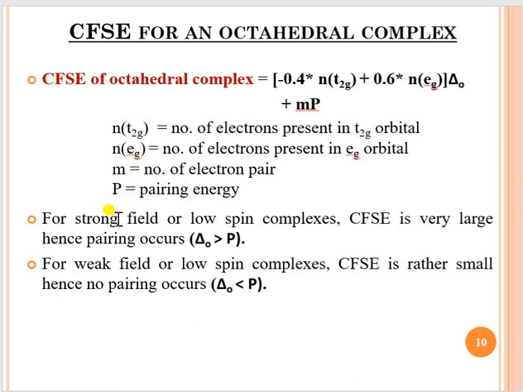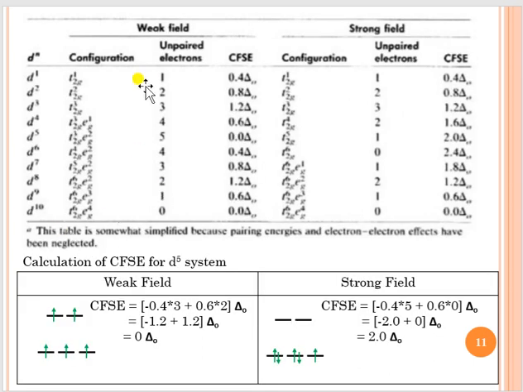For strong field or low spin complexes, CFSE is very large, hence pairing occurs. For weak field or high spin complexes, CFSE is rather small, hence no pairing occurs. In this table, CFSE for weak field and strong field and different d configurations is shown. So how to calculate? I have taken one example. I have shown the calculation of CFSE for a d5 system.